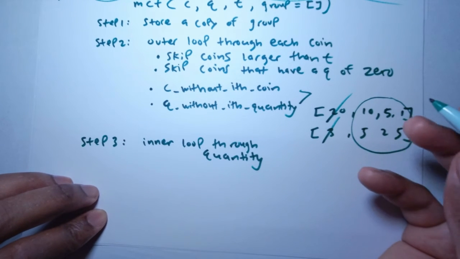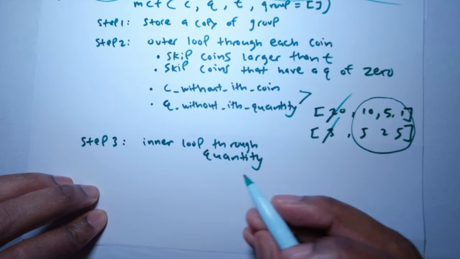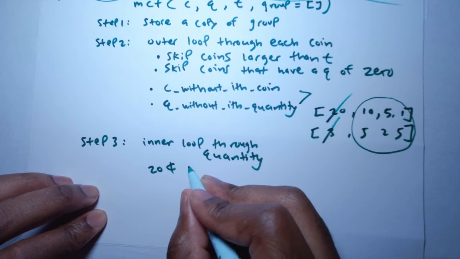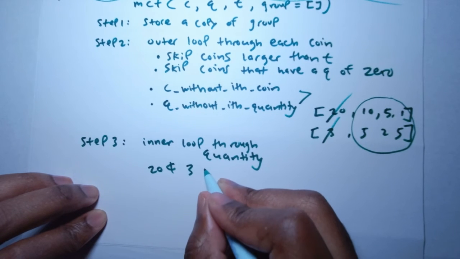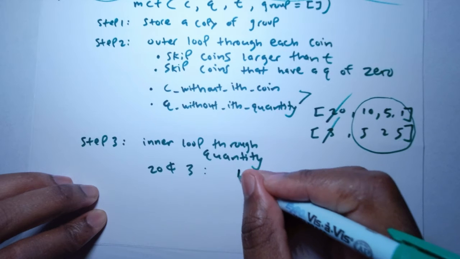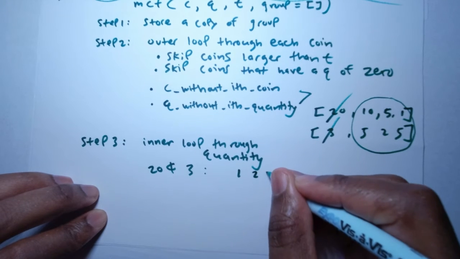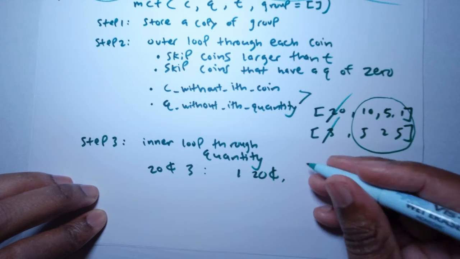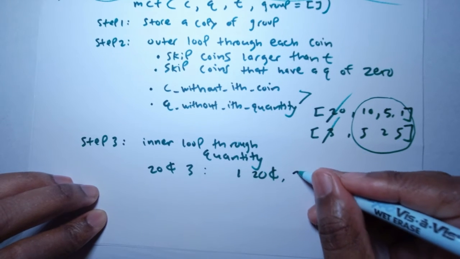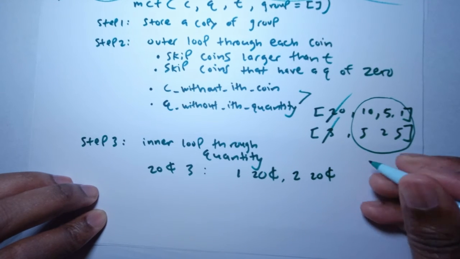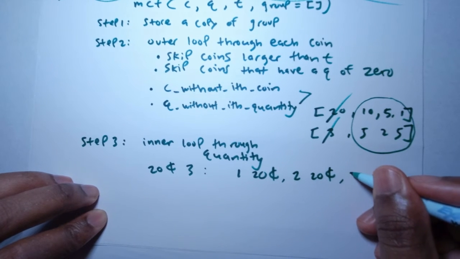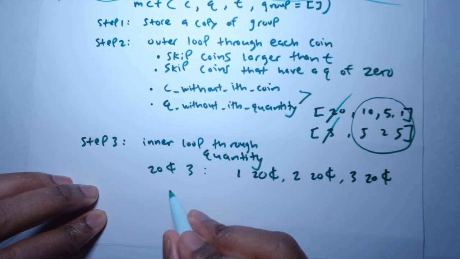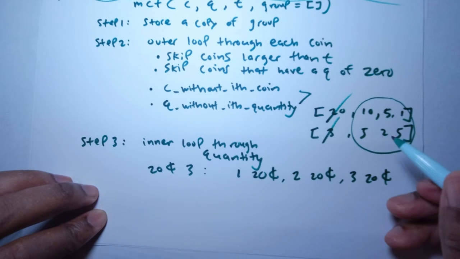I'll give an example. When we're looking at the 20 cents, if you recall, we have 3 coins in our pocket. So the first loop, we're going to be looking at what happens if we have 1 20 cent. If we select 1 20 cent, what does this problem decompose to? In the second loop, we're looking at if we select 2 20 cents, what does this problem decompose to? And in the third loop, we're looking at if we have 3 20 cents, what does this problem decompose to? That's really what's happening every single time.